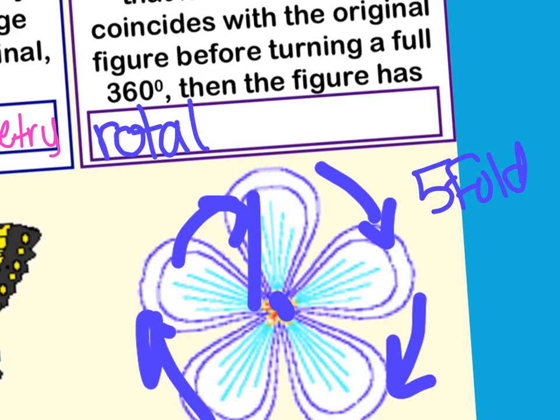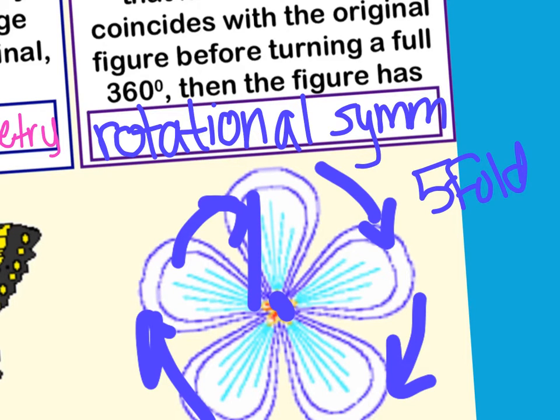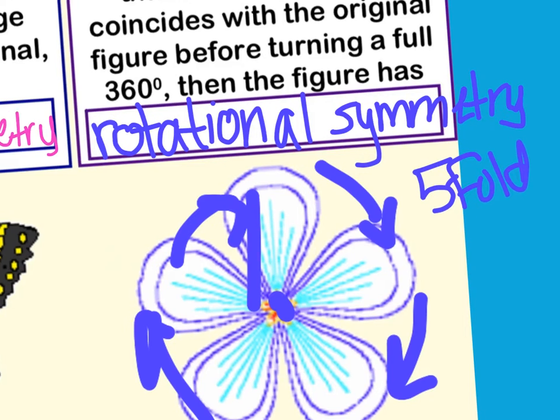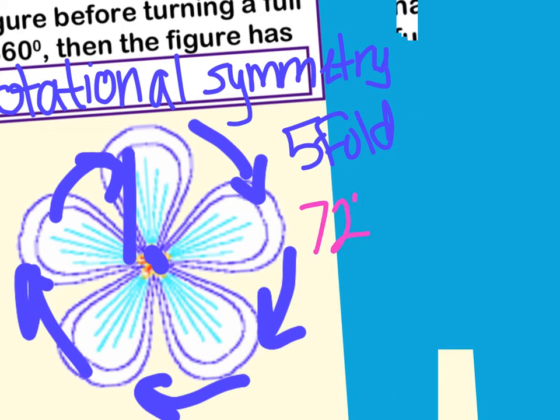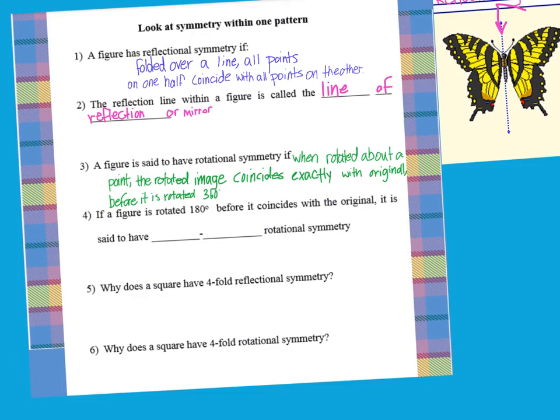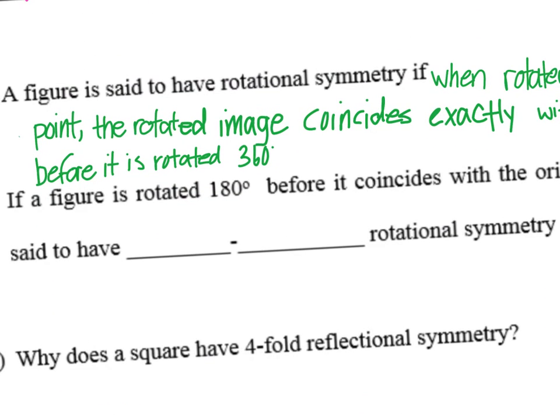It has rotational symmetry. You could also say that it has 72 degree and 144 degree and 216 degree, 288 degree symmetry. It's another way to talk about the symmetry within that rotational object. So when a figure is rotated 180 degrees before it coincides with the original, it is said to have 2-fold rotational symmetry.